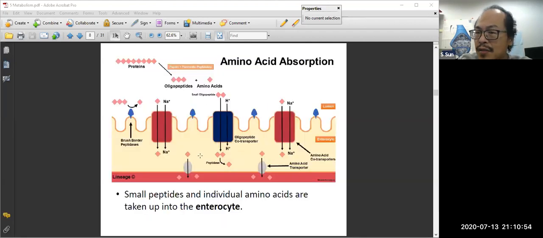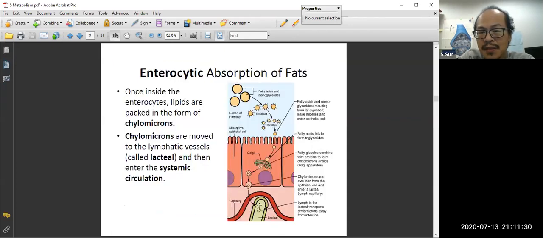This is amino acids, so this is protein. Break it apart, large protein is broken apart to become oligopeptide, small peptide it means, plus amino acid. So here we have 3 amino acids, here 1 amino acid, so they can enter into the cell and be absorbed into this enterocyte. So enterocyte is a cell to do the absorption. Carbohydrates here, proteins here, and the lipid here.